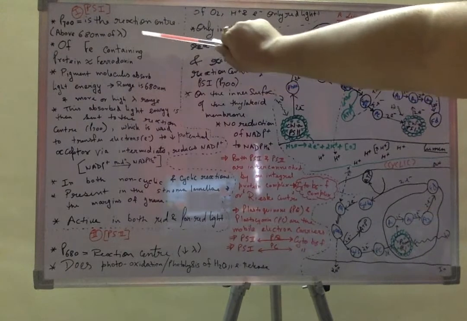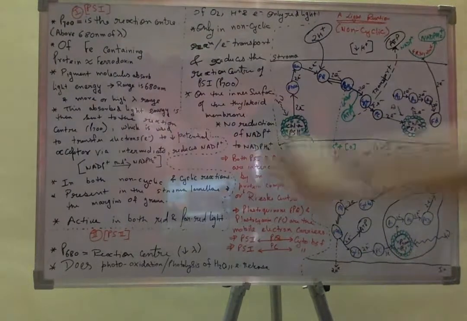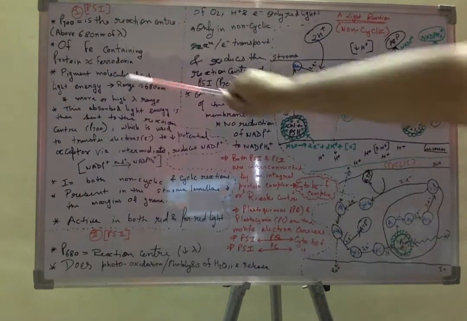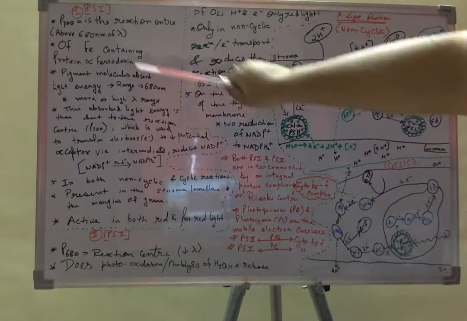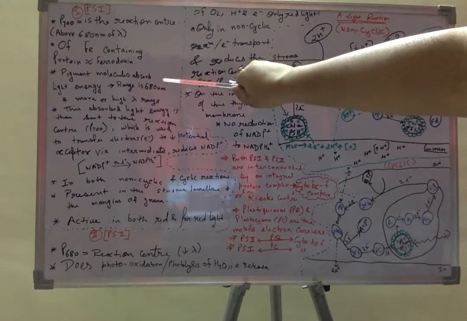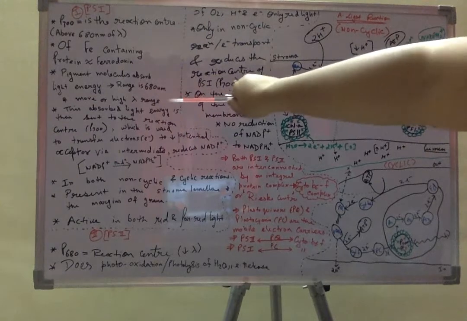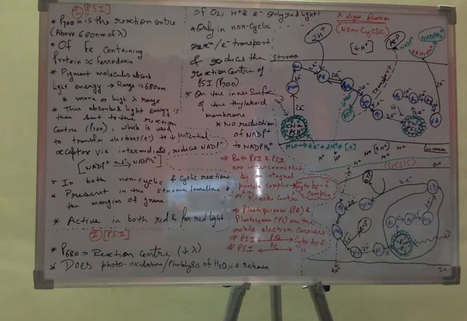The second point is PS1 is composed of protein which contains iron. So the protein which is present in PS1 contains iron, and therefore it is equivalent or similar to that of ferredoxin. The next point is pigment molecules absorb light energy in the range of 680 nanometer and more, or high wavelength range. That is, PS1 is known to absorb light energy in the range of 680 to 700 nanometer of wavelength, and therefore the reaction center is P700.